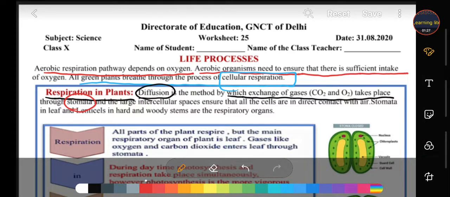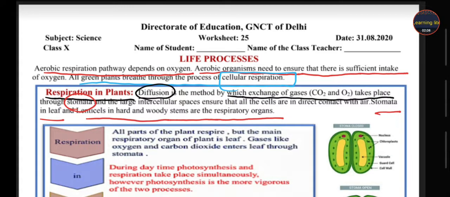What are stomata? Students, stomata are tiny pores in the lower surface of the leaf. In the last worksheet we discussed stomata and the diagram of open and closed stomata in detail. Okay, so today I brief you again that stomata are the tiny pores present on the lower epidermis of the leaf and these pores help in the exchange of gases. So plants respire through the leaf, and on the leaf there are the lungs of the plant, that are called stomata.